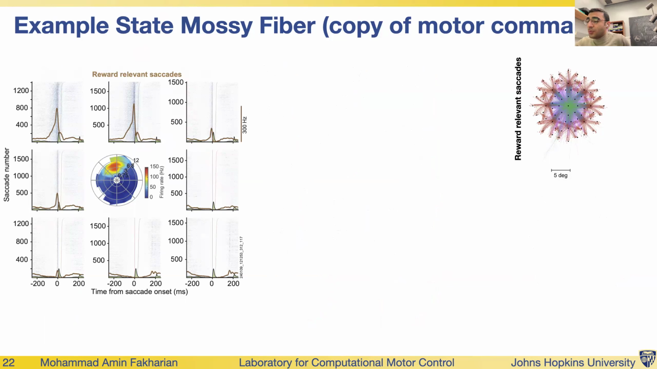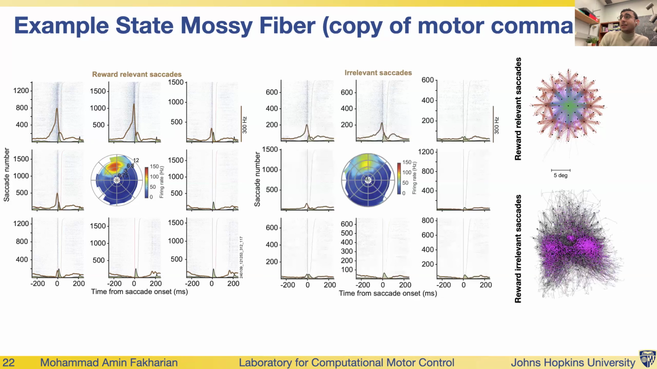Here is an example gold Mossy fiber, and you can see its preferred direction is actually diagonal, to the left-up direction, and it has a movement field, meaning that it's responding for saccades toward a specific location in space, not larger and smaller. In addition to that, the responses are way less for the controlled spontaneous saccades that are out of the context of the task.